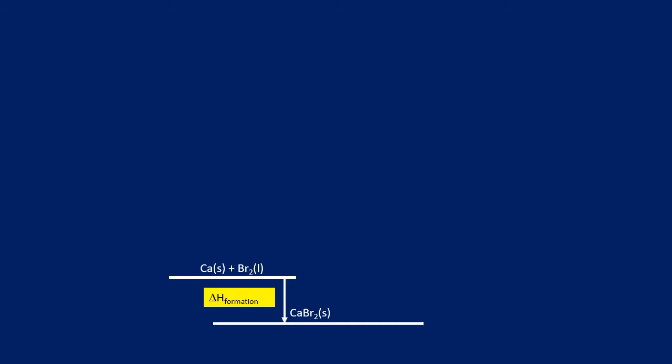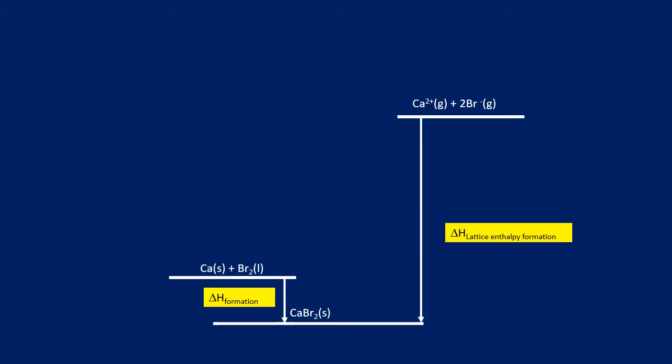Then let's go across and do an equation for the lattice formation. So in this case, it will be 1 mole of calcium 2+ gaseous ions and 2 moles of Br- gaseous ions. And that would show the lattice enthalpy of formation.